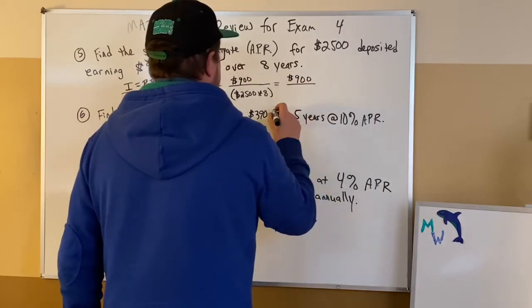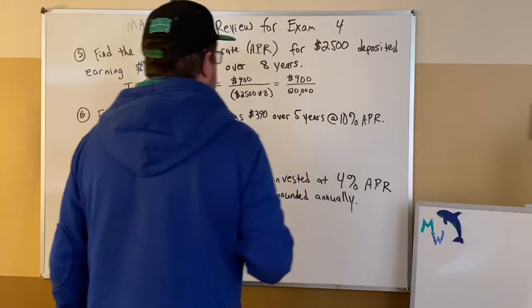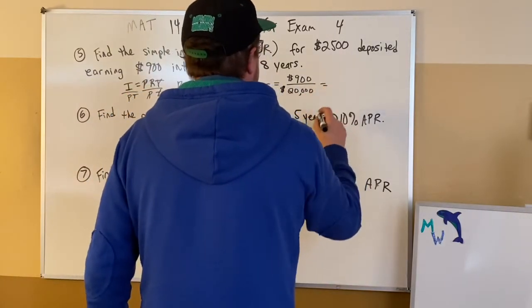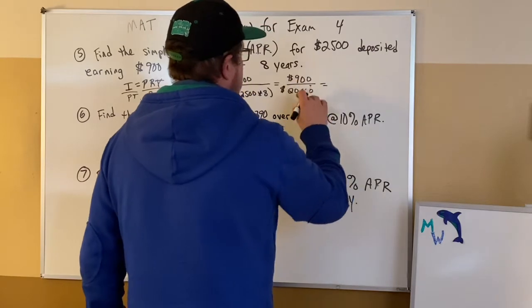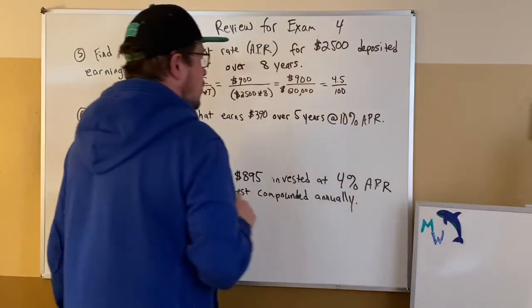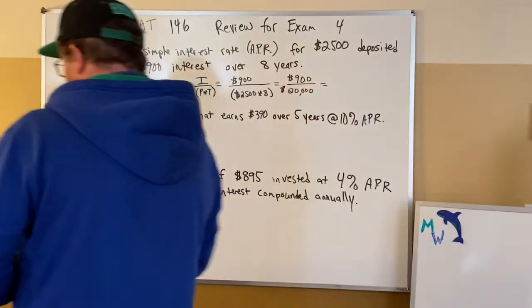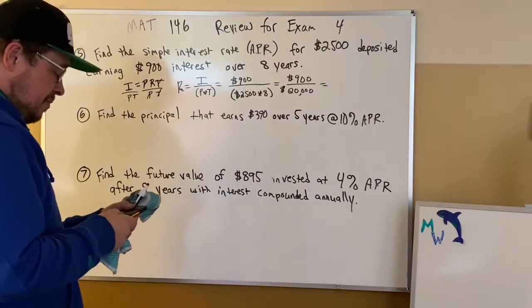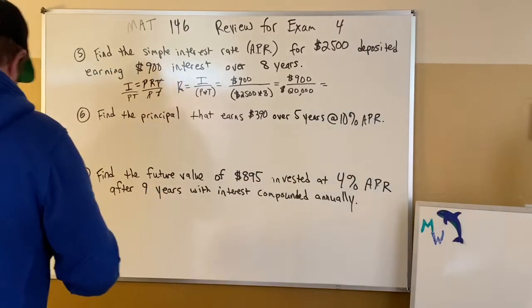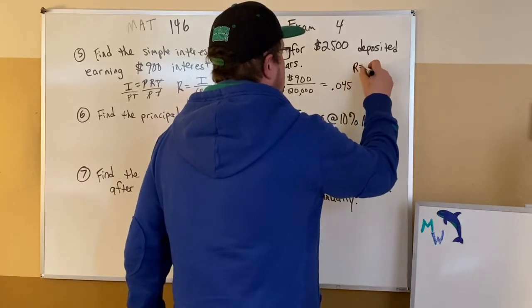So I'm going to have $900 over, in this case, $20,000. And if we knock out the zeros, it's 9 over 200, or about 4.5 over 100. But what would that be if we wrote it out as a decimal? If we took the 900, just divided by 20,000, let's see what it makes for a decimal. 900 divided by 20,000 gives 0.045. So that's saying that R equals 0.045.